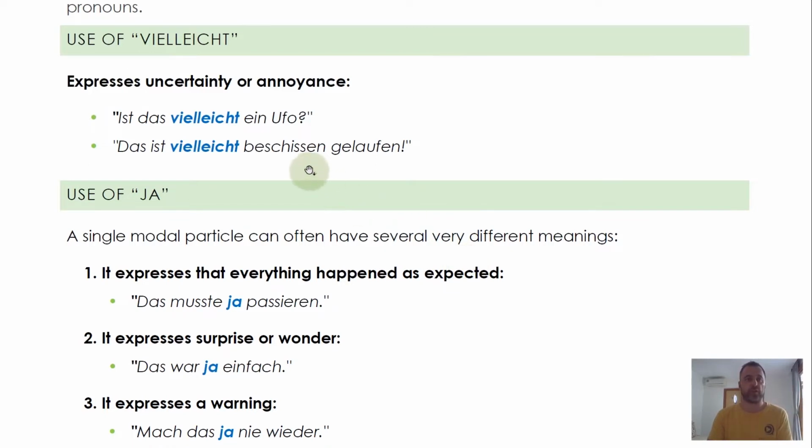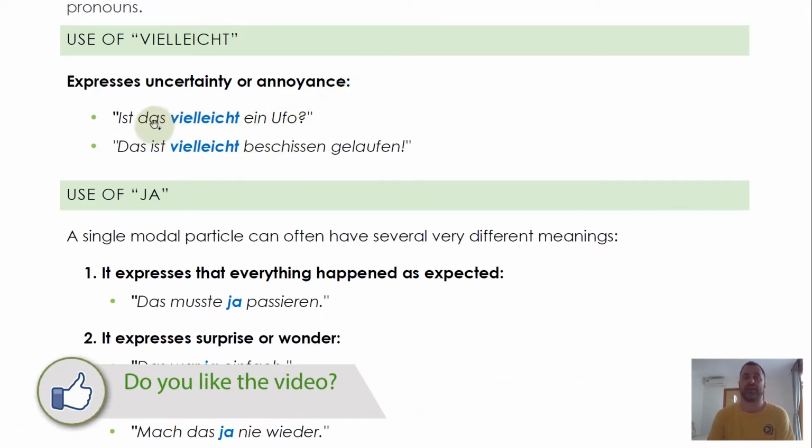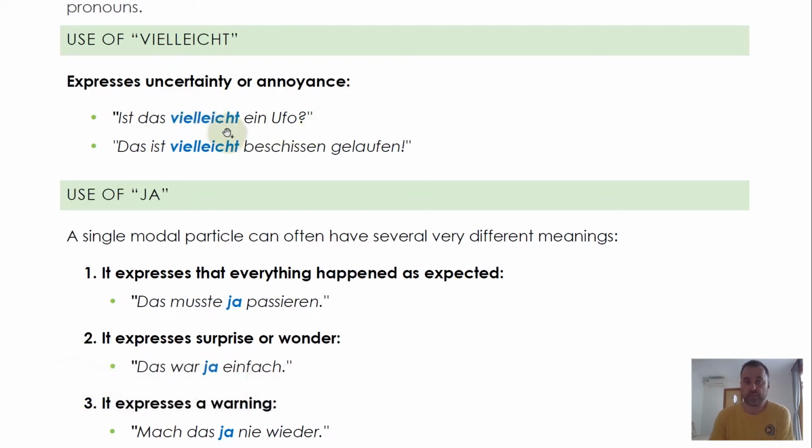One of the most common ones that you know for sure already is vielleicht. Vielleicht expresses uncertainty or annoyance. Yes, it could be annoyance too. Ist das vielleicht ein UFO? So, is that maybe a UFO, an unidentified flying object? Here the sentence works without vielleicht: ist das ein UFO?